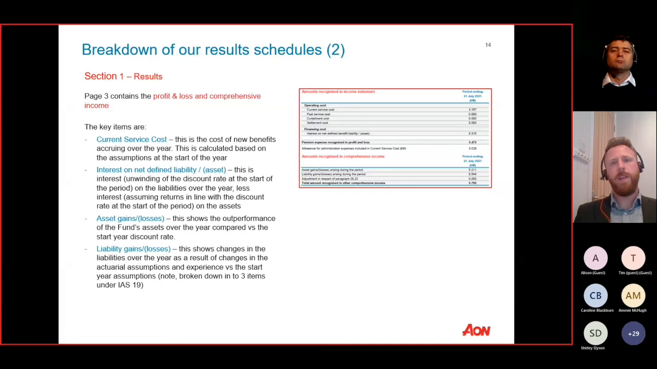So under IAS 19, that's broken down into 3 items, but for FRS 102, which almost all of you will report under, it is combined into 1 item called liability gains and losses. So I'm not going to talk about past service costs, curtailments, settlements, or surplus restrictions, which do appear in those 2 tables that I've put on the screen, because those are generally less common items, particularly for academies. And we wanted to try and keep this training as general as possible. If you do have any questions on any of that, though, or if that is applicable to you, then please do contact the administrative authority and they can pass on any questions to us.